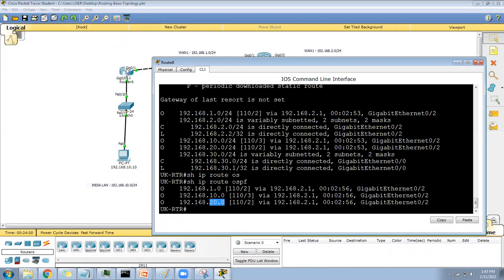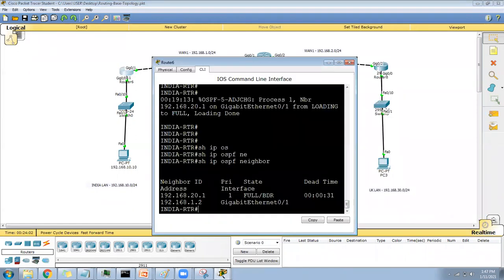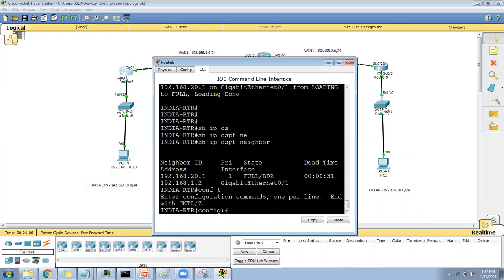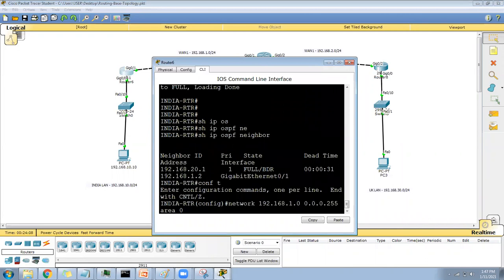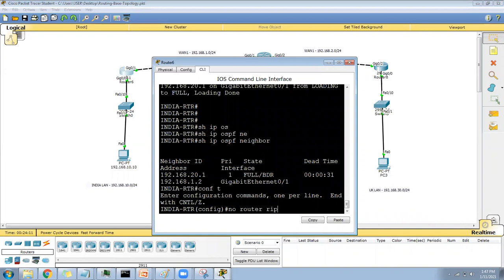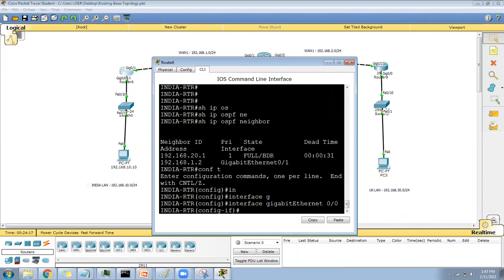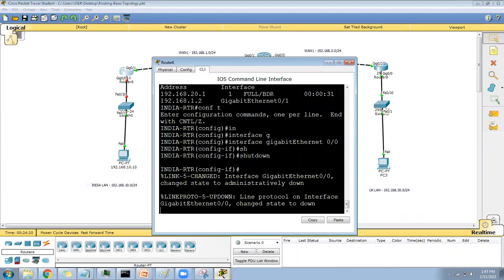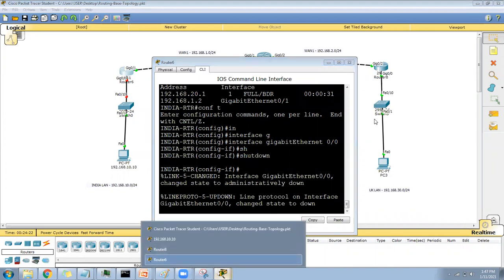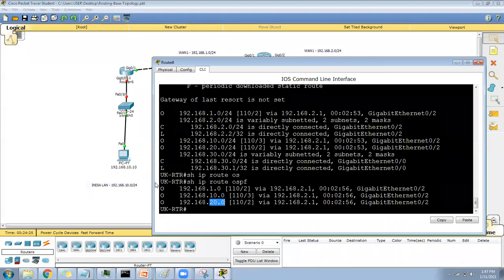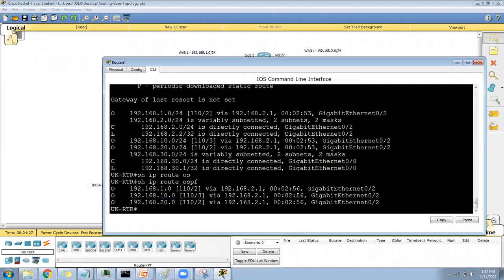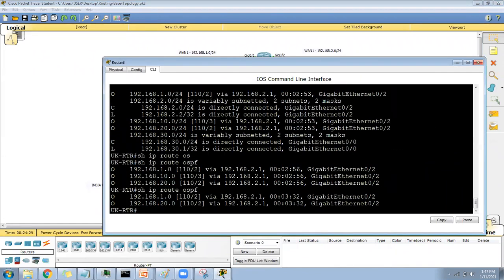So now what I'm going to do is shut down this port of the India router. Let's see how fast it will inform everyone. Interface GigabitEthernet 0/0, shutdown. See, I just did a shutdown. So I'm just going back to the UK router. Just now we were seeing these three routes. Can you see? It removed that. So what do you understand from this?